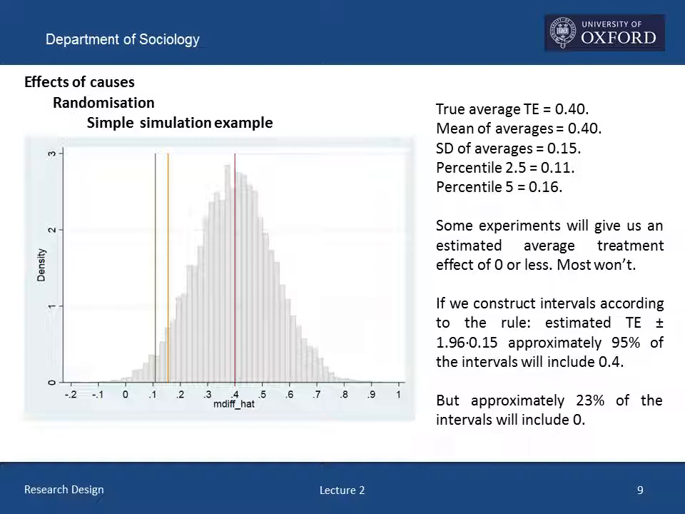True, most of the estimates are concentrated around the true average, but normally we only run the experiment once, and we can't rule out that we might have been unlucky and drawn one of the randomizations that gives us an estimate at the 2.5th or the 5th percentile, or in fact even further out in the left tail of the distribution, even though the true treatment effect is 0.4.